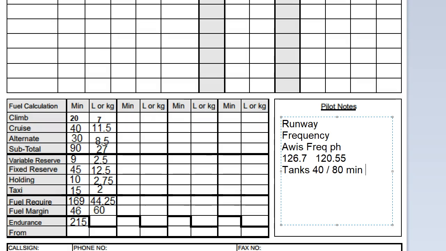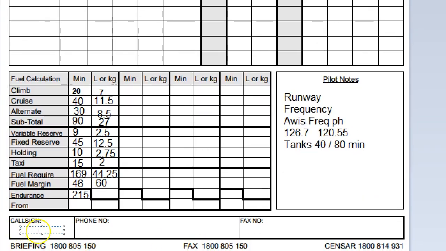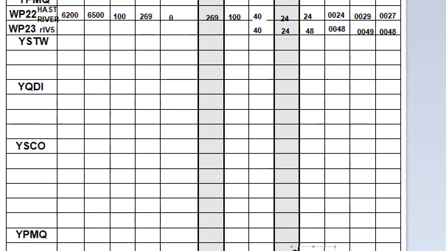And then the last thing that you're going to do is you're just going to fill out these details down here. So your call sign might be VH Yankee Kilo Bravo, and then the phone number, and then the fax number, okay, whatever it is. Right, and then that is ready for you to fly and will send off. So that's that side of the flight notification form.